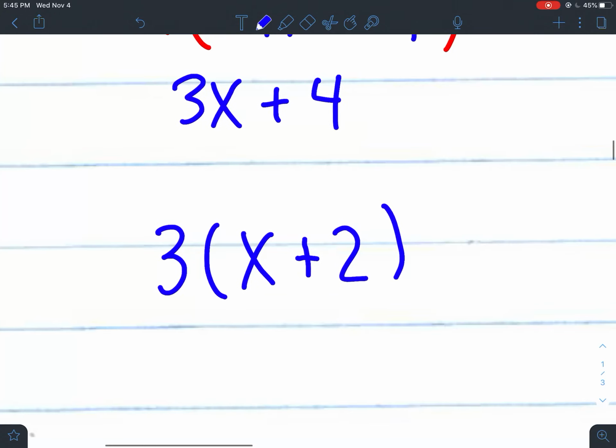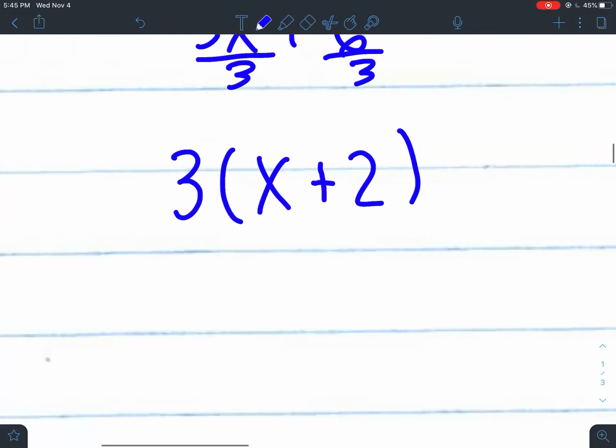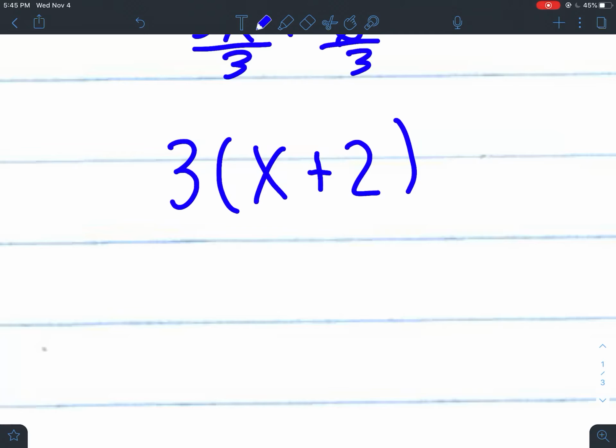There we go, right? So we have our GCF of 3, so we take out the 3 and put it on the outside, and then we end up with this, right? So here, I can't keep factoring, because x plus 2 is not a quadratic.